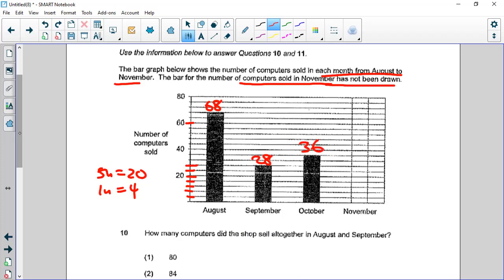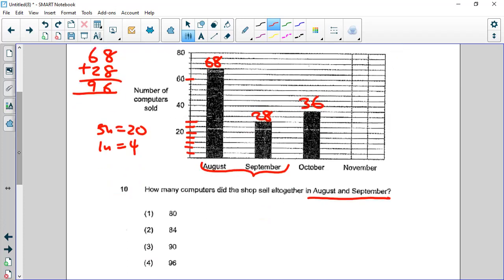So how many computers did the shop sell altogether in August and September? You just add these two together. Again, don't do mental sum. In paper 1, just write down the working and get the answer. So you will get 96. So the computers sold in August and September is 96. Don't do mental sum. Write down the working and get the answer. It's safer, otherwise you will make careless mistakes.